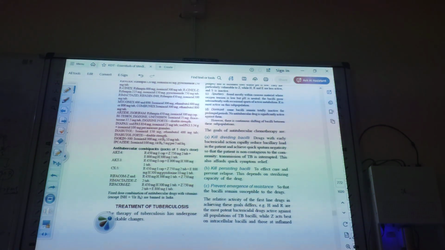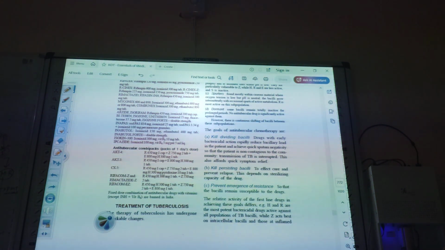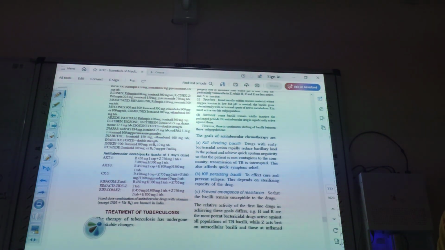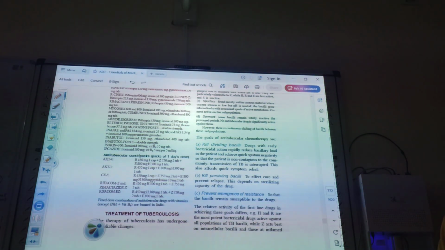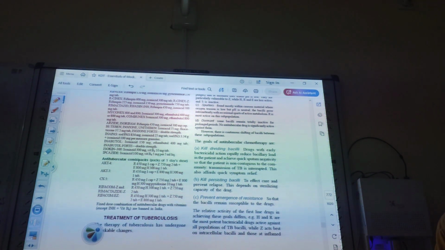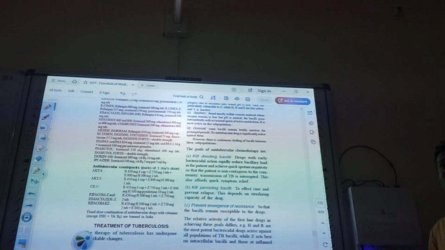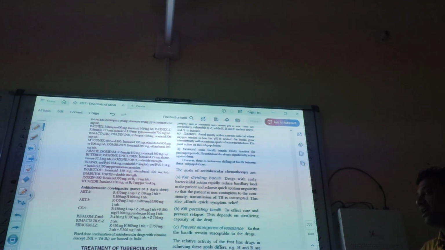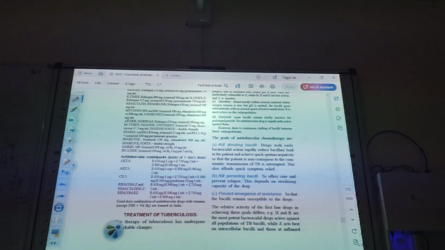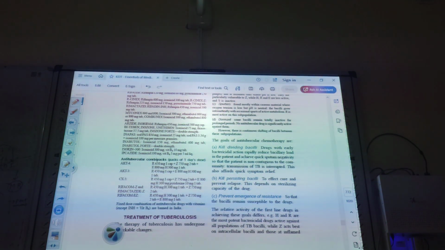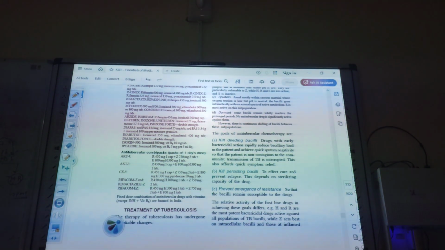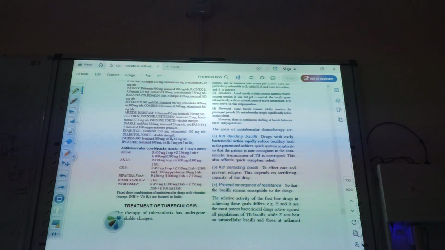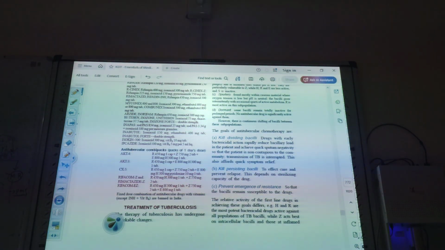If we prevent resistance, then that type of antibiotic remains susceptible. Susceptible and resistant are two opposite words. Resistant means the bacteria is not killed by a specific type of anti-tubercular drug or antibiotic. If it is killed, then that drug is susceptible. Susceptible means it will be killed, and resistant means it will not be killed.